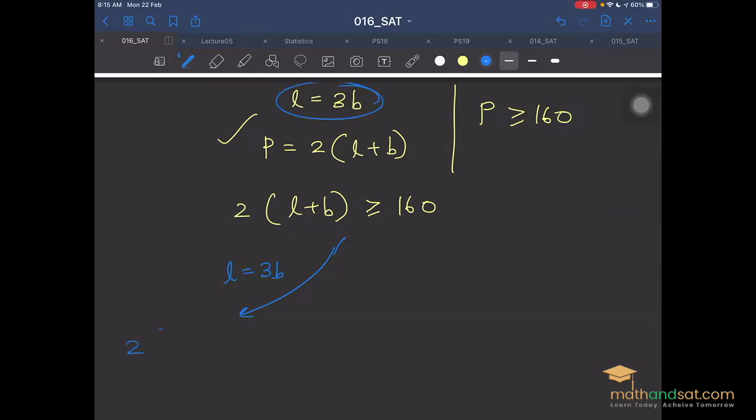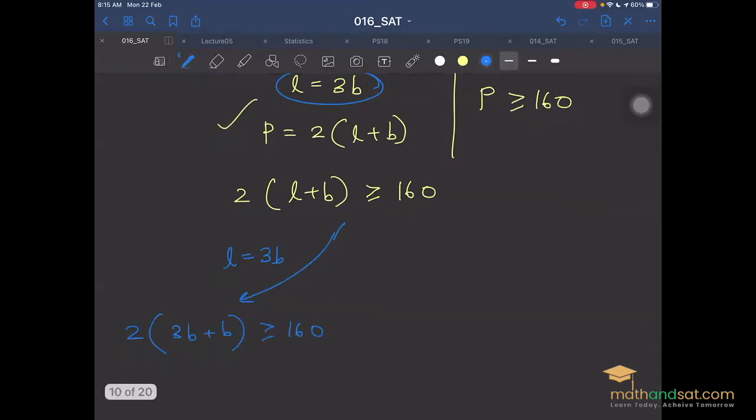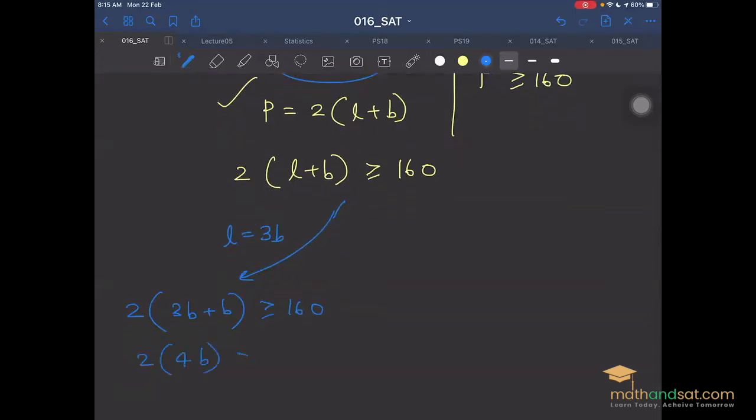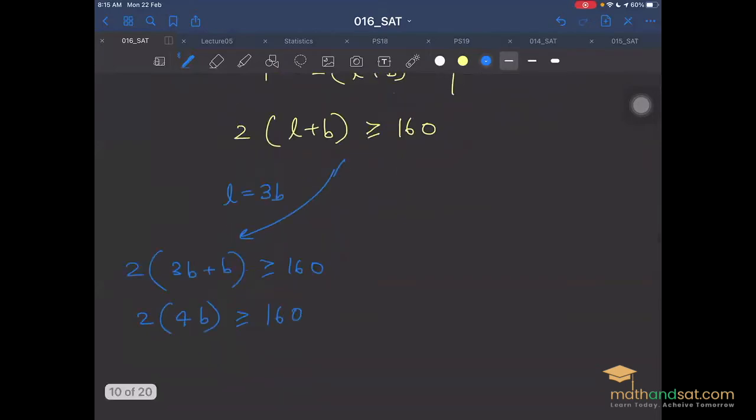So we have 2 times 3B plus B is greater than or equal to 160. So we have 2 times 4B greater than or equal to 160. So we have 8 times B greater than or equal to 160. We have B greater than or equal to 20. So we have got the inequality in terms of B.